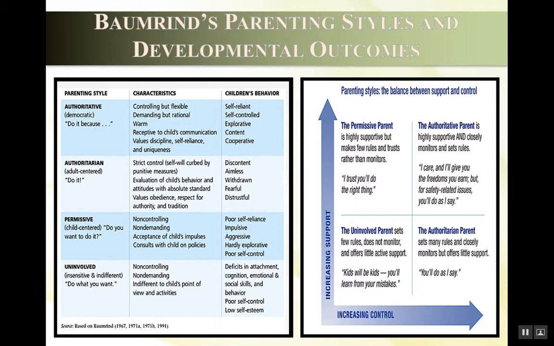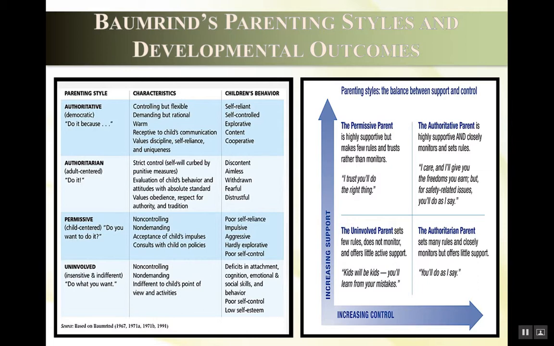Now, permissive is do what you want to do. This type of parent is non-controlling and non-demanding. They accept the child's impulses, let them do pretty much whatever they want, give them what they want, and consult with the child on policy. They ask the child and get a lot of input from the child.